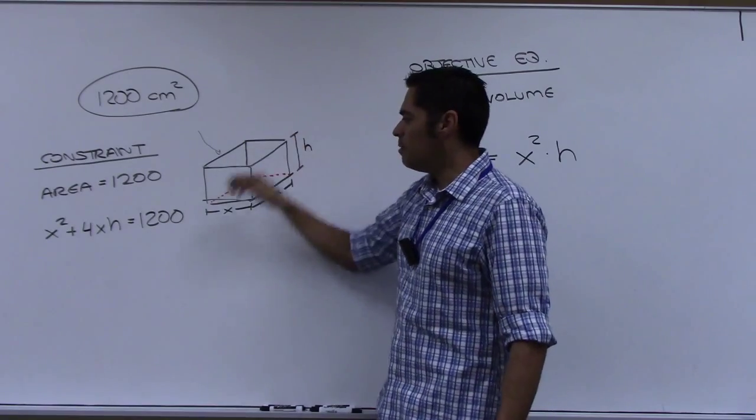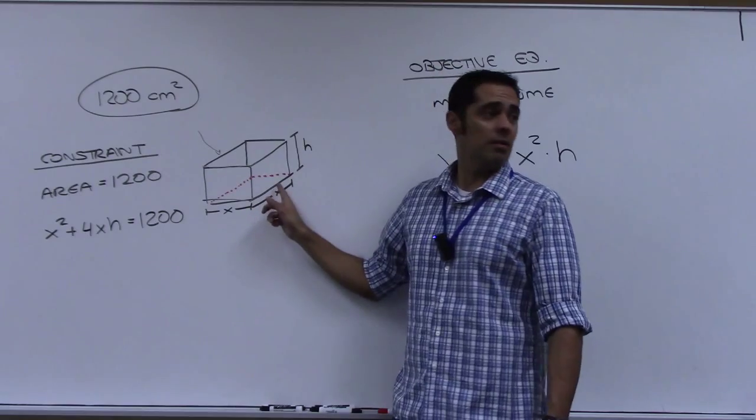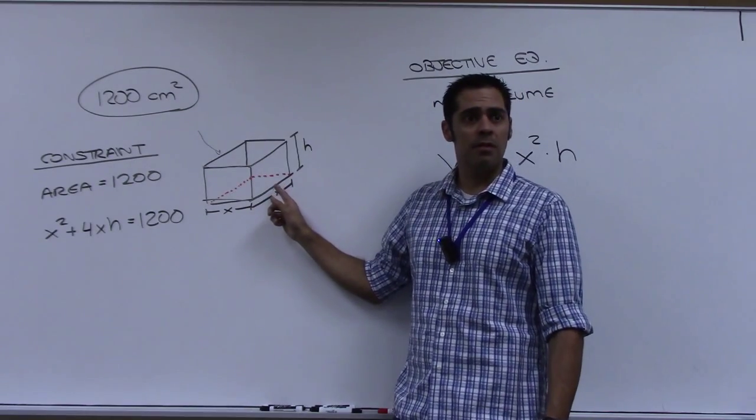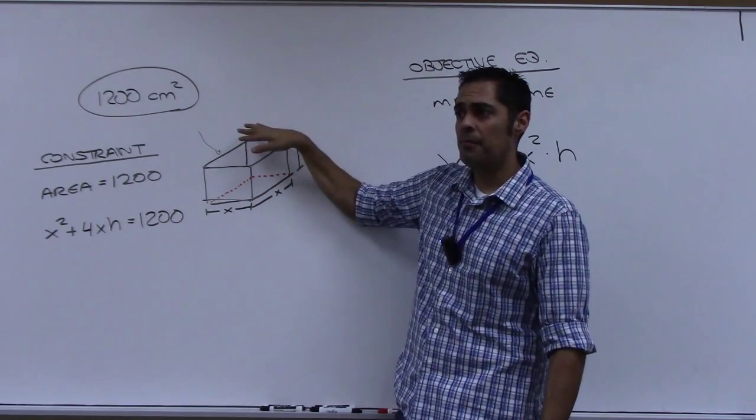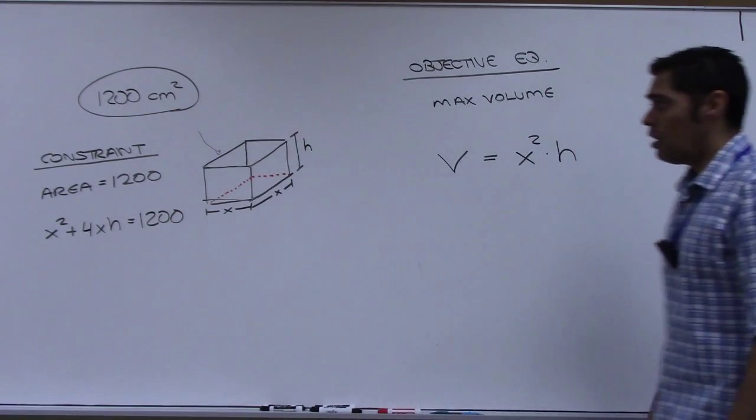If the box had a top, it would be what? 2x squared, right? 2x squared. So I'd have one on the bottom, one on the top. Go with me? All right, that's my constraint.